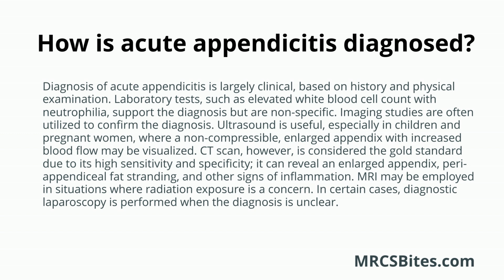Ultrasound is useful, especially in children and pregnant women, where a non-compressible enlarged appendix with increased blood flow may be visualized. CT scan, however, is considered the gold standard due to its high sensitivity and specificity. It can reveal an enlarged appendix, periappendiceal fat stranding, and other signs of inflammation. MRI may be employed in situations where radiation exposure is a concern. In certain cases, diagnostic laparoscopy is performed when the diagnosis is unclear.